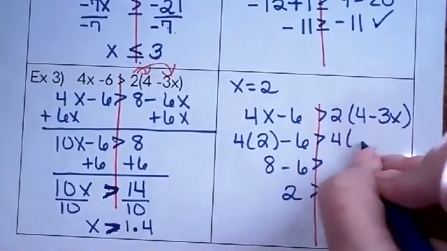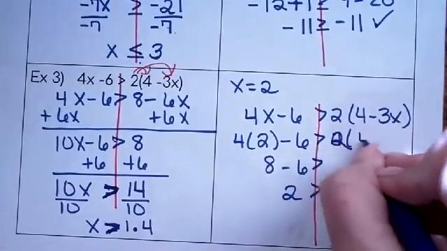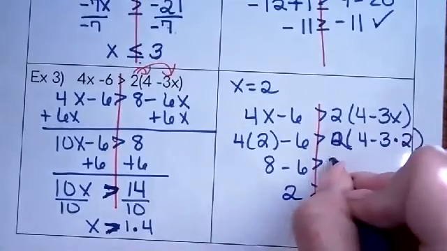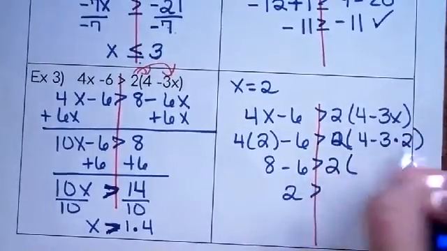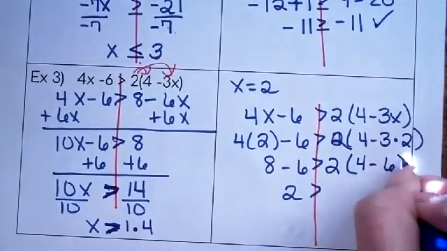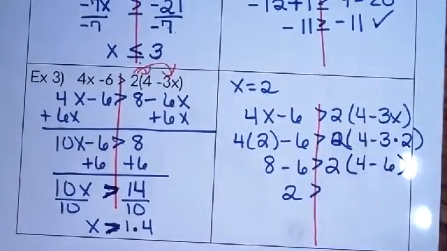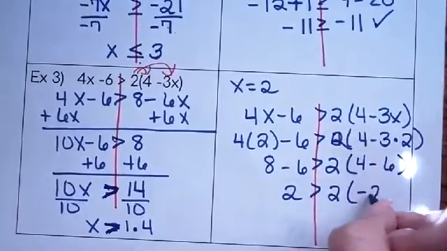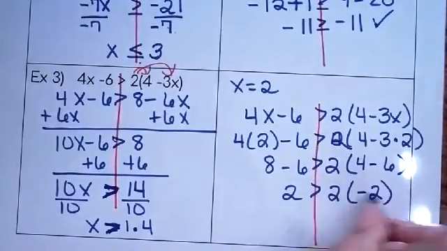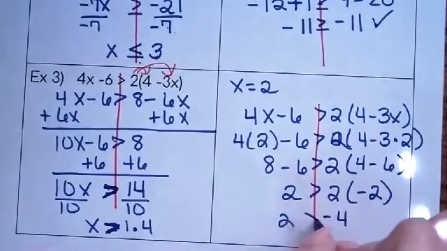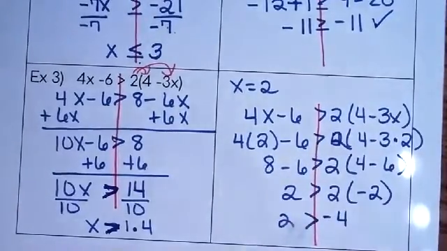And now let's do this other side. 2 parentheses, 4 minus 3 times 2. Now, bring down that 2. Let's work inside here, order of operations. That's 4 minus 6, right? Because you got to multiply first. 2 parentheses, 4 minus 6 is -2. But what's 2 times -2? It's -4, isn't it? So what I have here is 2 is greater than -4 when I bring everything down.